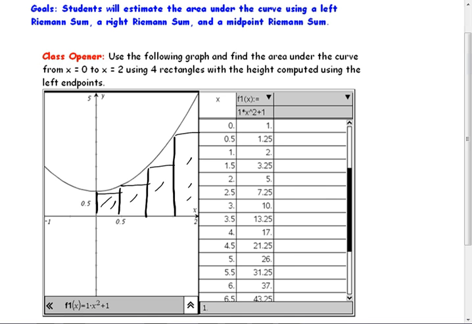So, and I printed out the values. Now, if this is the case on an AP exam, you use the values in the table. Okay, all phones should be put away.